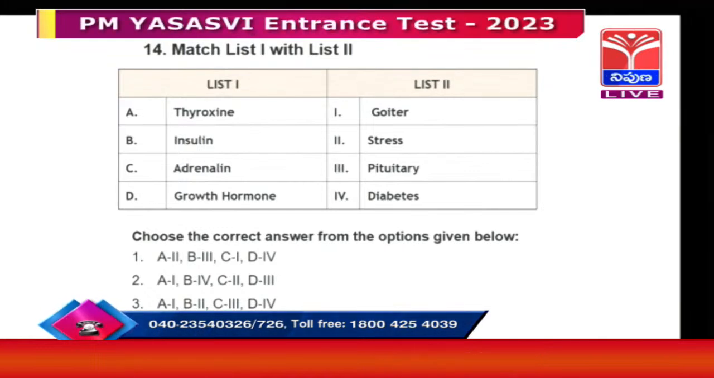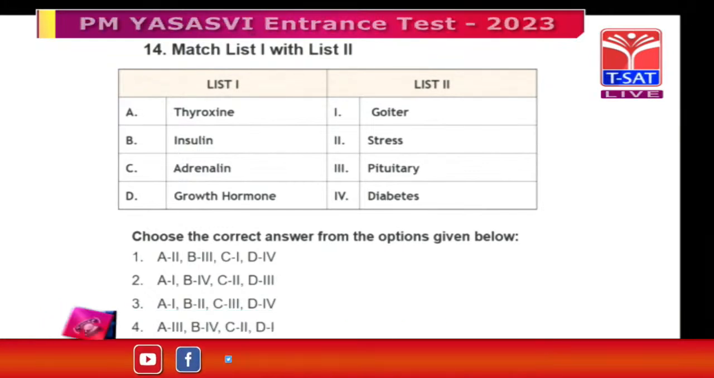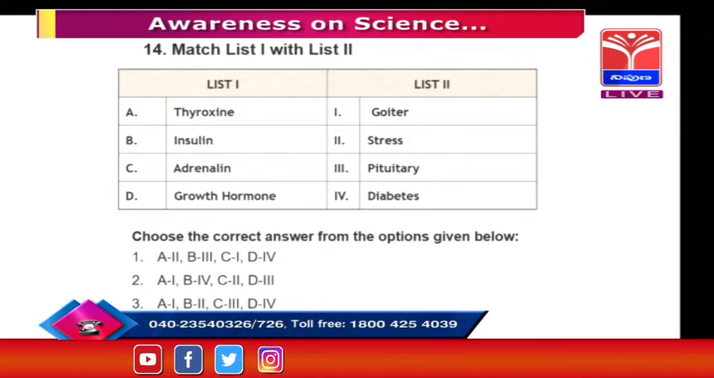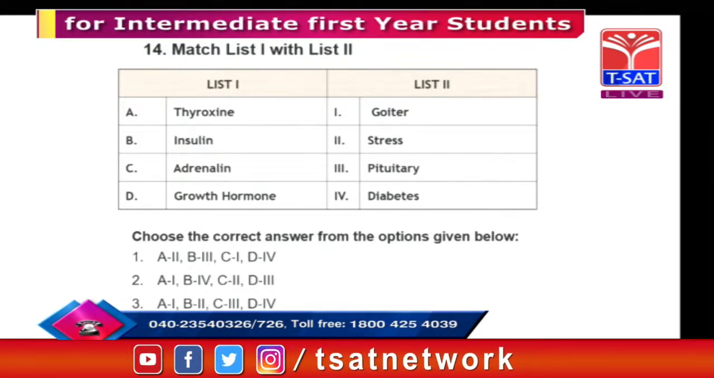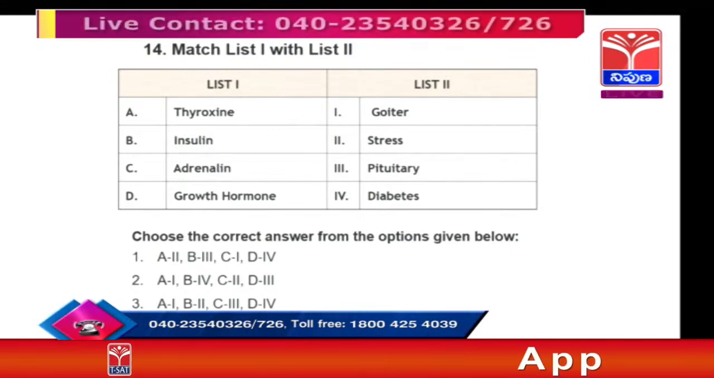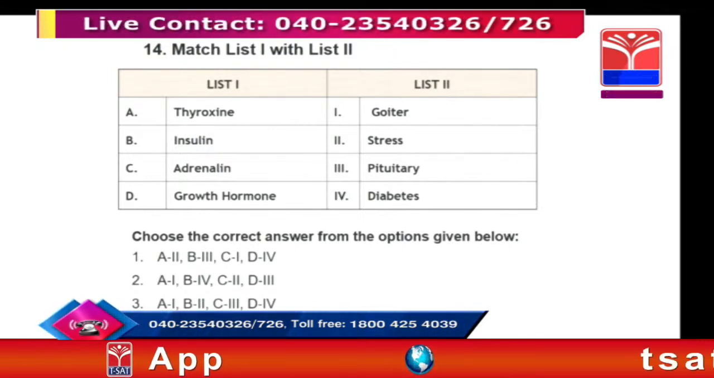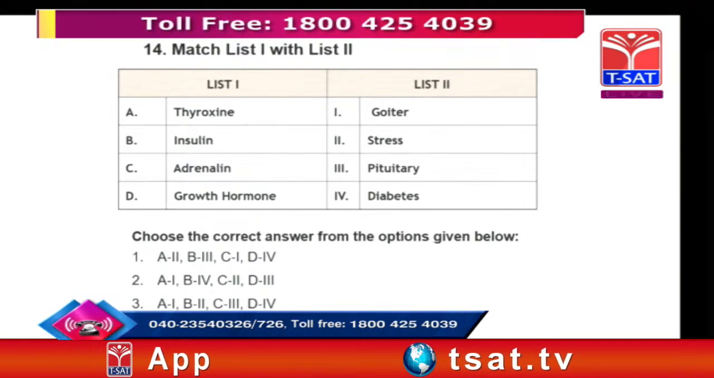Manikya sir, here list 1 has thyroxine, insulin, adrenaline, growth hormone, and list 2 has goiter, stress, pituitary and diabetes. These are the two lists. So how are we going to map all these?